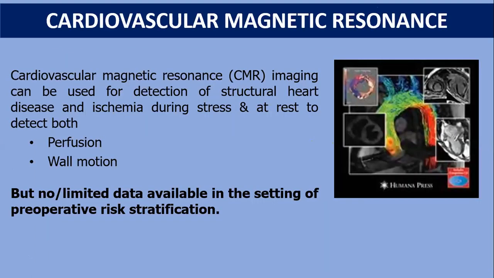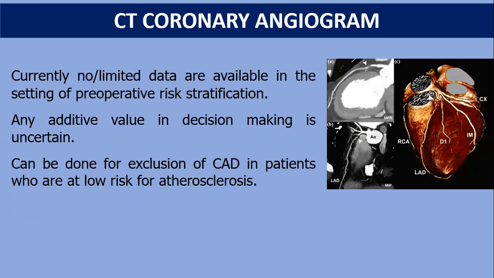4 METs. Cardiovascular magnetic resonance imaging: I'm not going into detail about that because there are no or limited data available in the setting of preoperative risk stratification. But theoretically, it is a very sensitive test for diagnosis of structural heart disease, coronary artery disease, and for perfusion, wall motion, and viability. CT angiogram: currently there are no or limited data available in the setting of preoperative risk stratification.